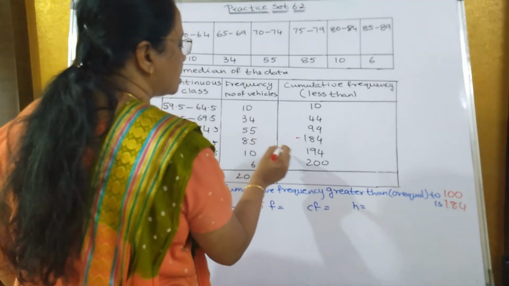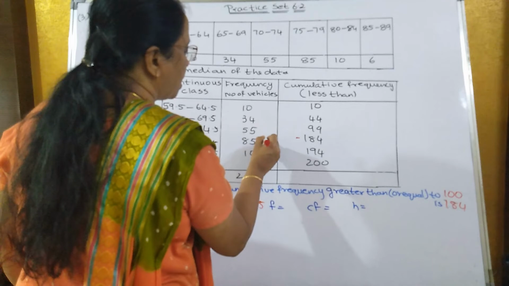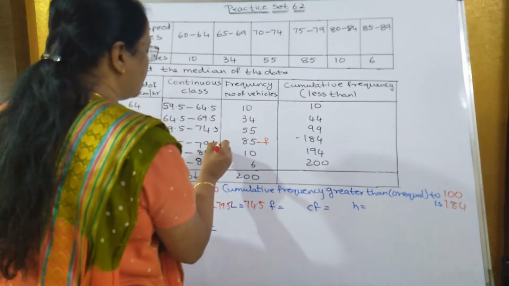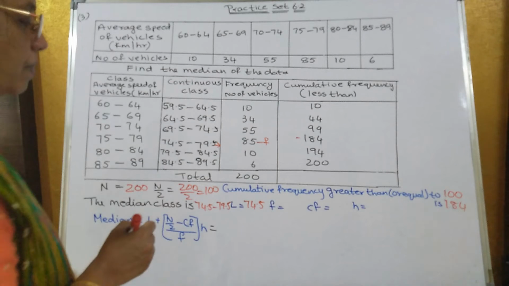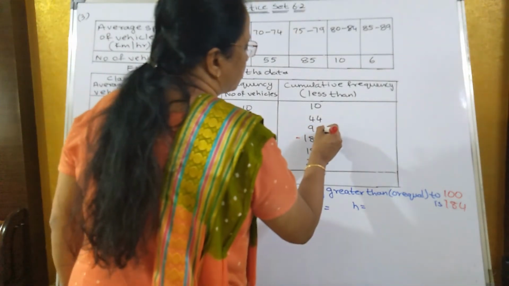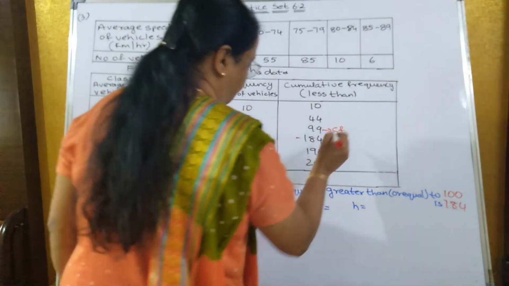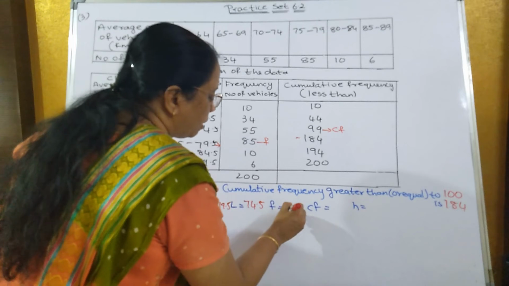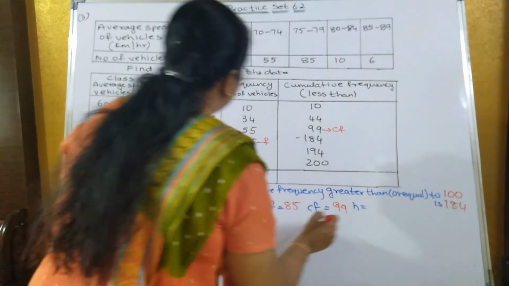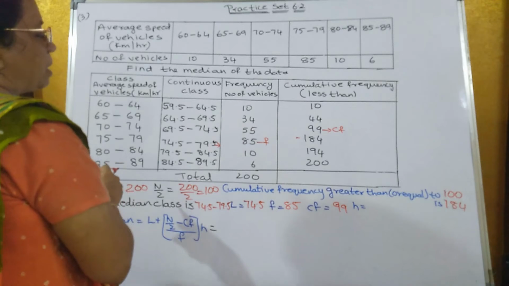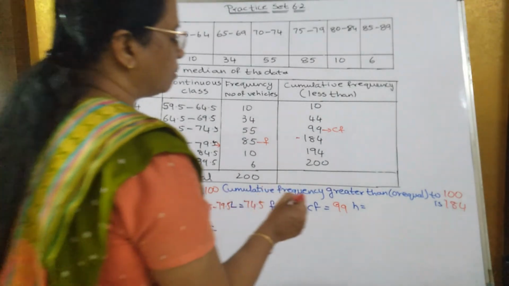F is equal to how much? So this is the second last one from below. So this will be F. And this will be the median class which you have to take. Not this one, you have to take this one. So your cumulative frequency will be which one? This one. So F is equal to 85, CF is equal to 99, and H is equal to how much? The difference between them is how much? If you count, it will be 5.